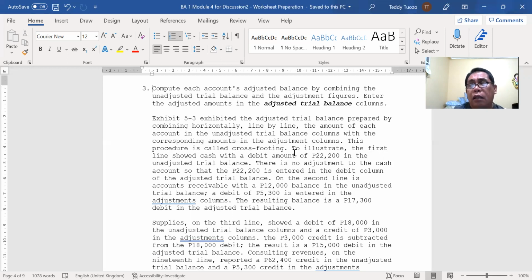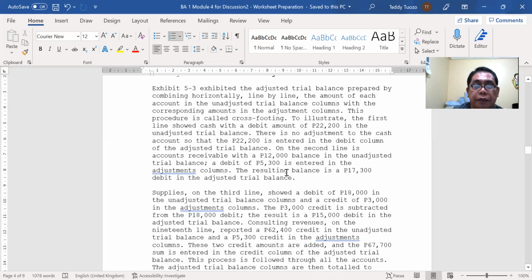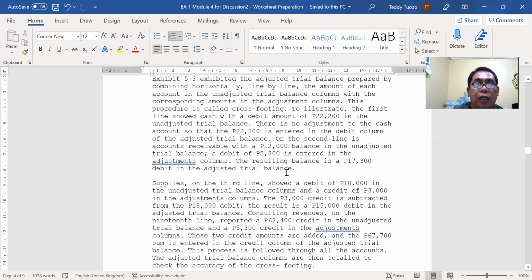Okay. So again, pareho ra gihapon sa ledger, kung hain ang mas dako na amount adto ibutang ang balance. Kung mas dako ang debit kaysa credit entry, so ibutang sa debit. Pero kung mas dako ang credit kaysa debit, so ibutang ang balance sa credit. So the first line showed that the debit was 22,000. There is no adjustment to the cash account, so the 22,000 is entered in the debit column.